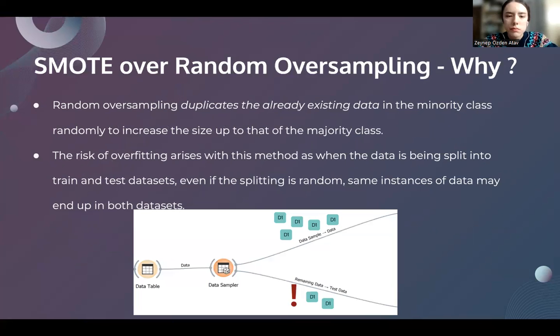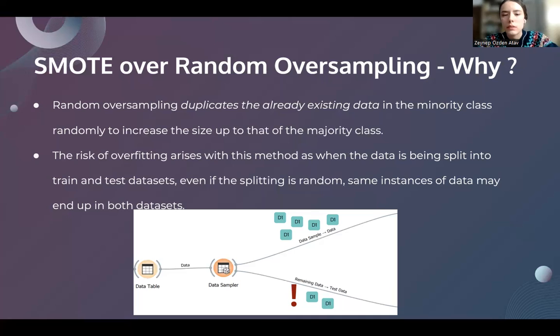Next slide, please. So we chose the SMOTE technique to oversample our data instead of random oversampling, because random oversampling duplicates the already existing data from the minority class, albeit randomly, to increase the size of the minority class. But this causes a risk of overfitting, as when you split the data between train dataset and test dataset, the duplicated values may end up in both the train and test data. So this will make the model look better than it is, maybe.